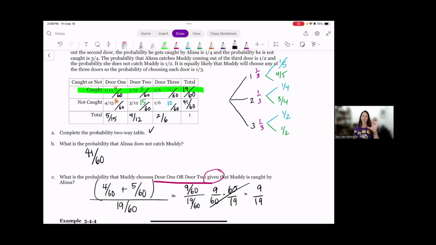So this was a big fraction problem involving finding common denominators, finding a least common multiple, determining intersections, adding fractions, and then doing a conditional probability. Let's do one more problem.